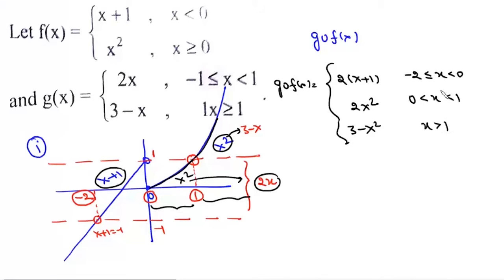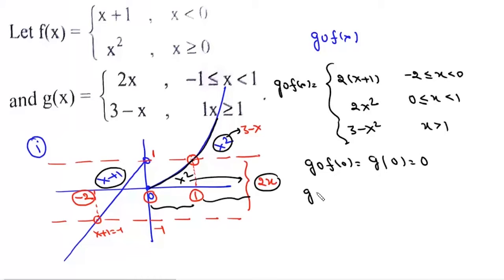Now we have a problem with equality signs. So we'll find g of f(0). Now f(0) is 0, so it'll be g(0), and g(0) is 2 into 0, which is 0. So we have to include the equality sign at the point where the definition of g of f(x) gives 0. If we put 0 here, it will be 2x plus 1, which is 1, and if we put 0 here, it will be 2x square, which is 0. So we have to include this 0 here.